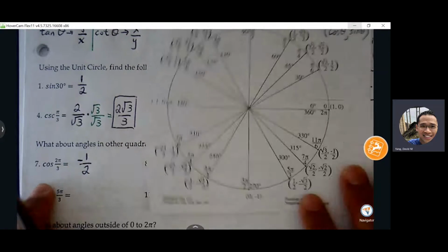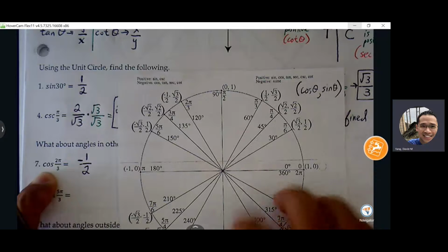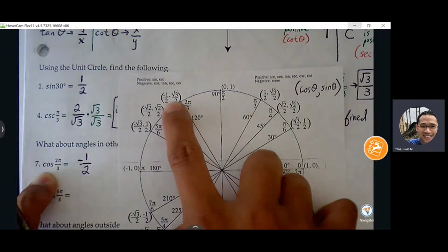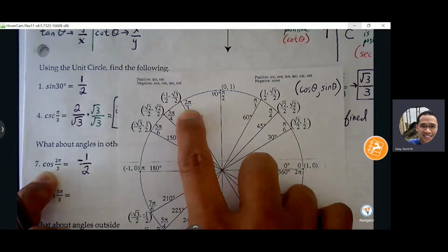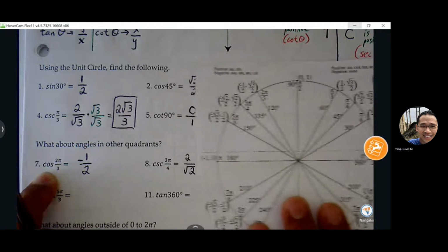Okay, let me go over 7 and 8. So 7, cosine of 2 pi over 3. We know cosine is the x value. So you're going to just copy that x value down, negative 1/2, no adjustment needed.